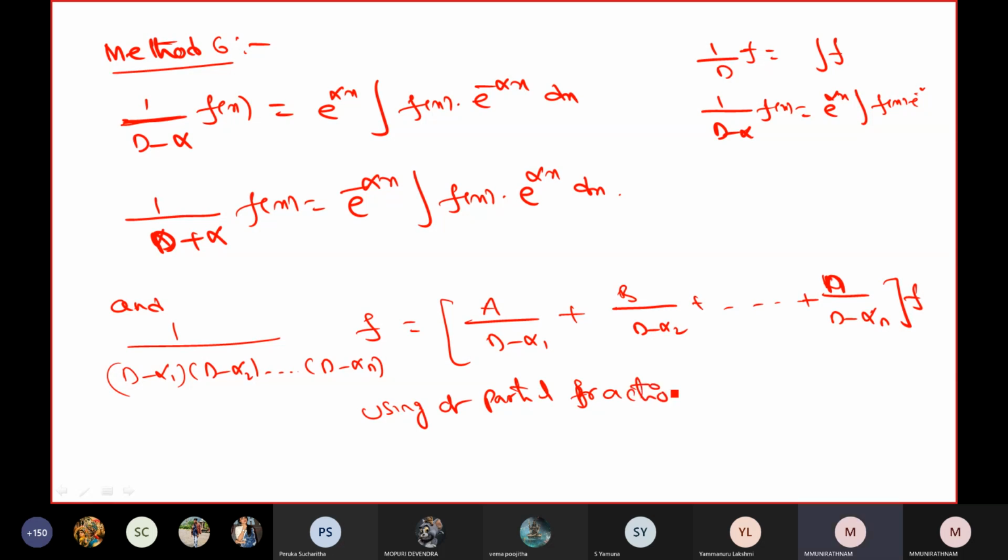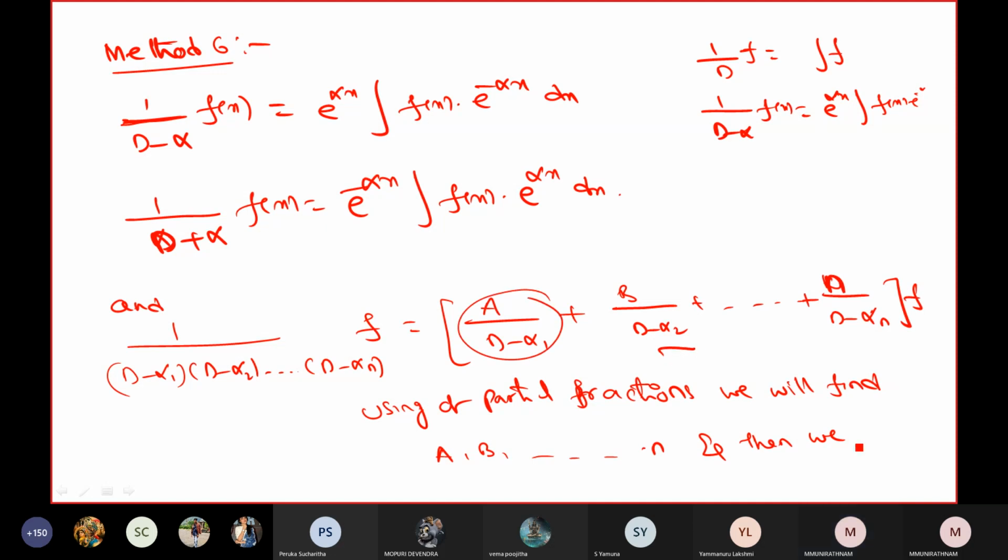You know partial fractions, right? Using partial fractions, we find A, B, and so on up to n, and then we apply the same formula for each term separately.